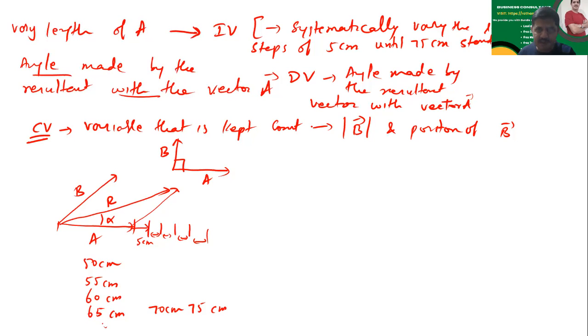Let me introduce a new slide because I need to record the readings also. Any experiment, remember, if you don't enter the readings, then that is not called an experiment. So we need to record the readings. Now to record the readings, what do I need? I need a tabular column, right? Many of them write an incorrect tabular column. We should write a correct tabular column.